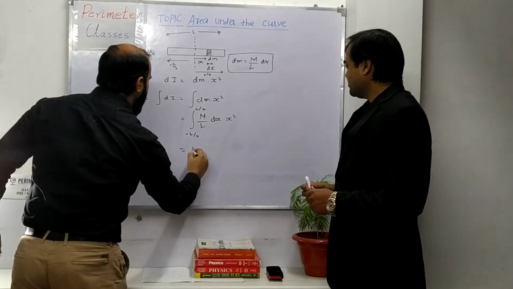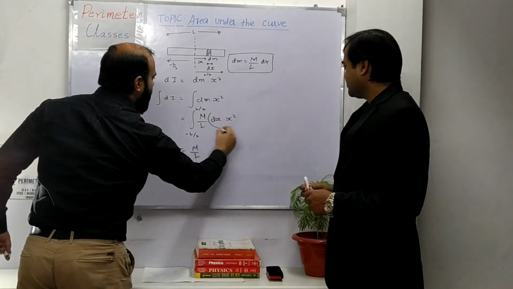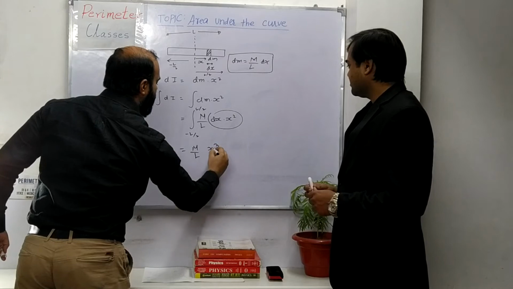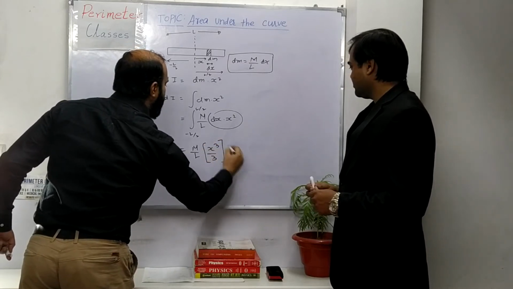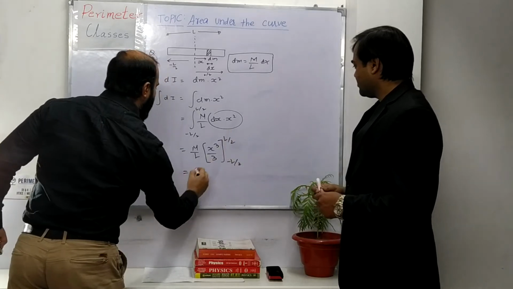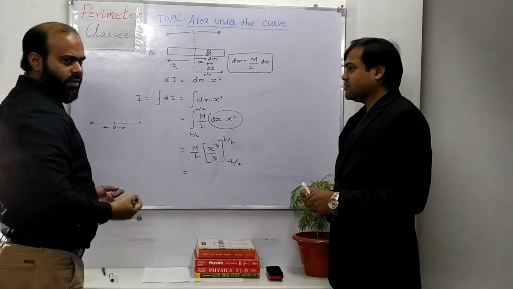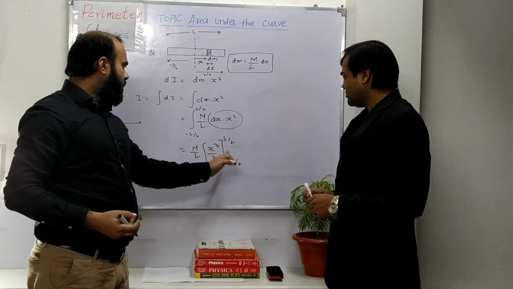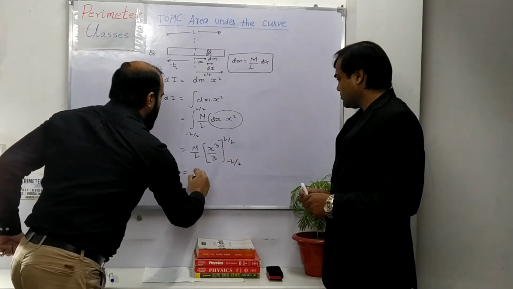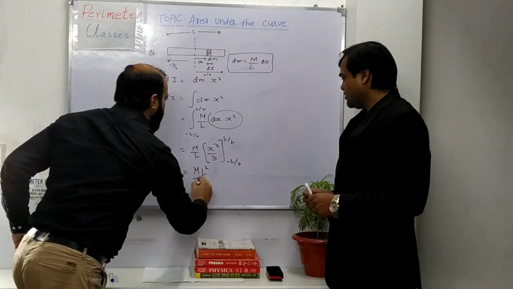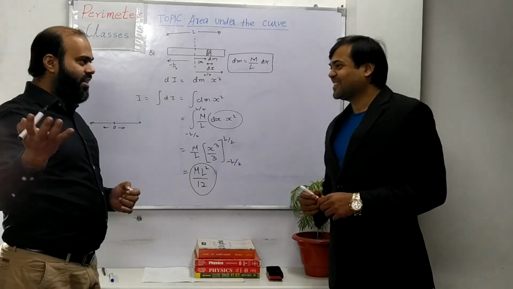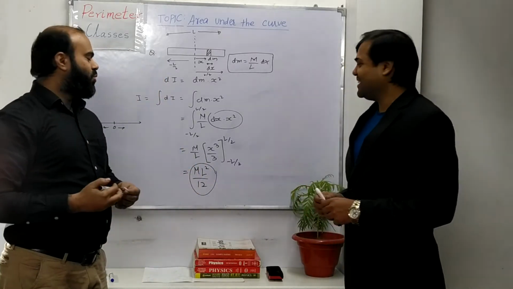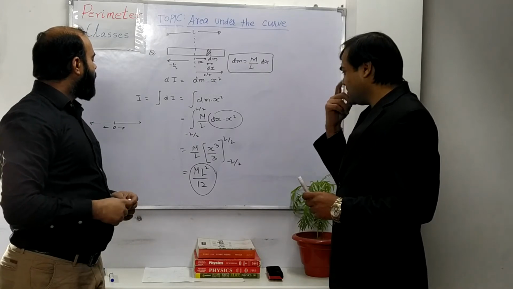So this becomes M by L, and the integral of x squared is x cubed upon 3, from minus L by 2 to L by 2. When you substitute the upper limit and the lower limit, the final answer comes out to be ML squared by 12. Well, this small portion I think we can leave to students. They will definitely do this part. I hope you already solved this question also.